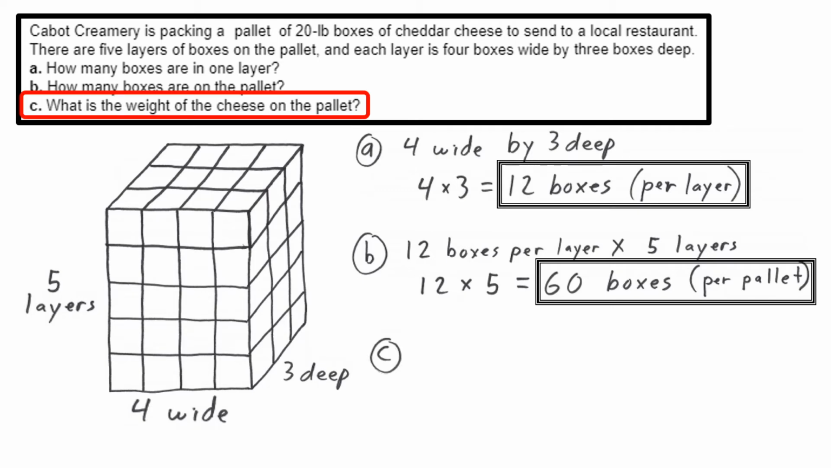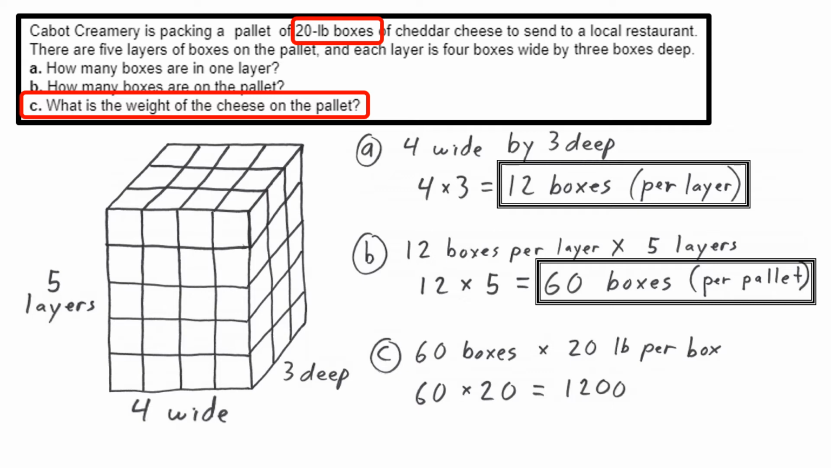Part C asks, what is the weight of the cheese on the pallet? The question says that each of the boxes weighs 20 pounds. In the previous part, we found there were 60 boxes in the whole pallet. So if we multiply 60 boxes times the 20 pounds per box, we get a result of 1,200. And the units are pounds. Our final answer is that the weight of all the cheese on the pallet is 1,200 pounds.